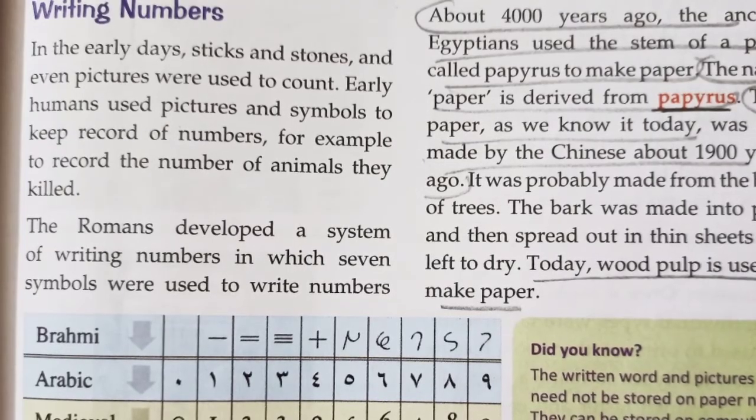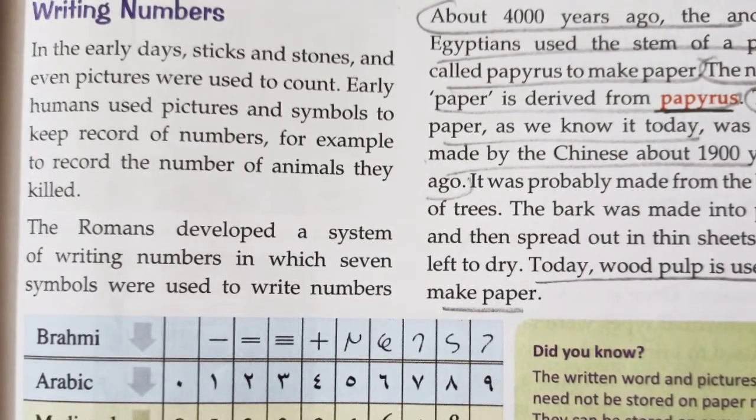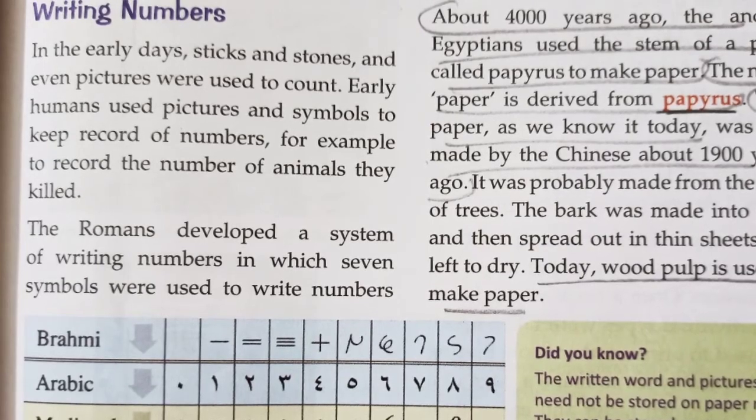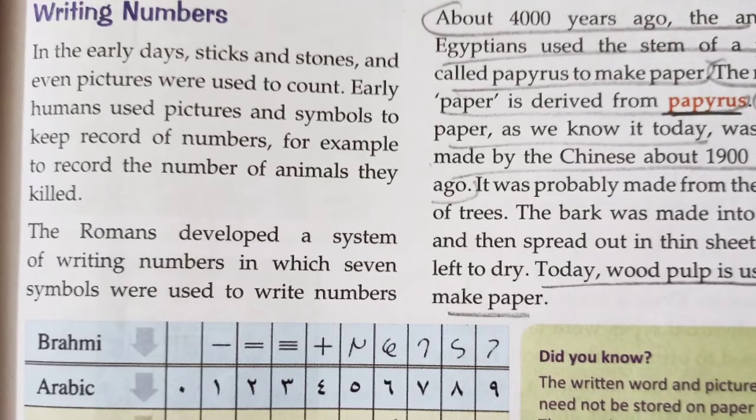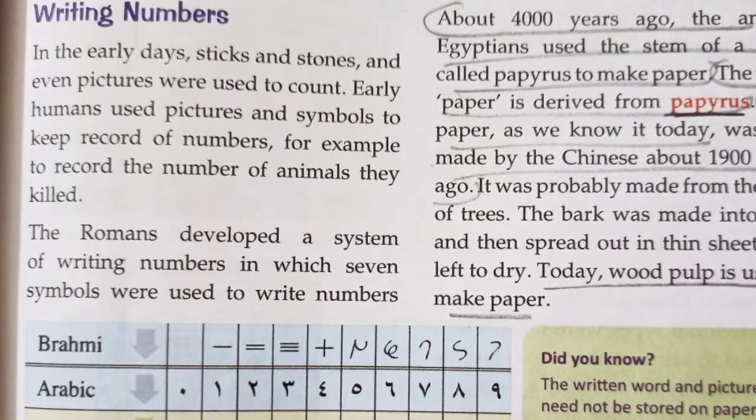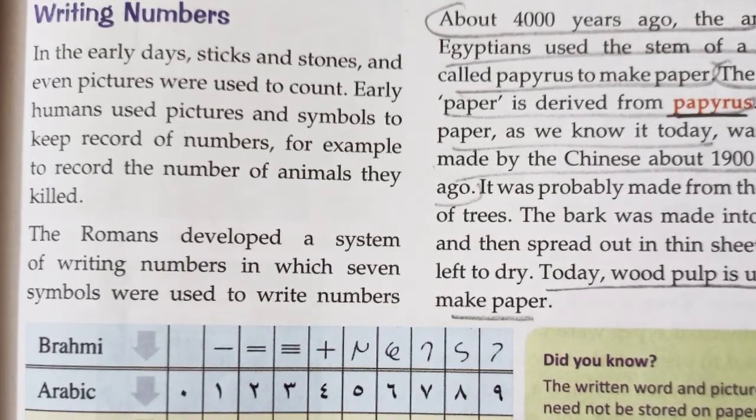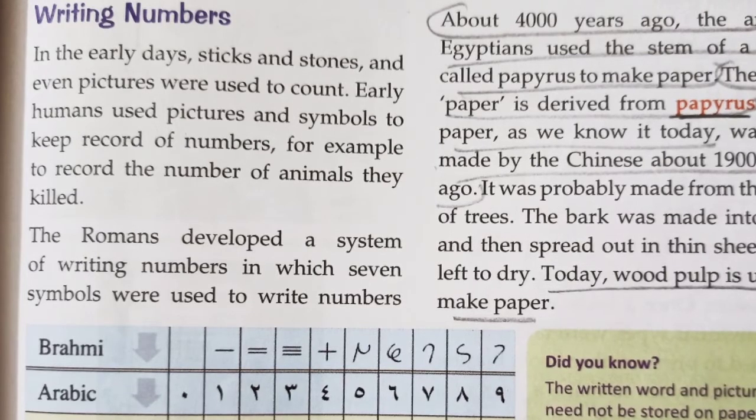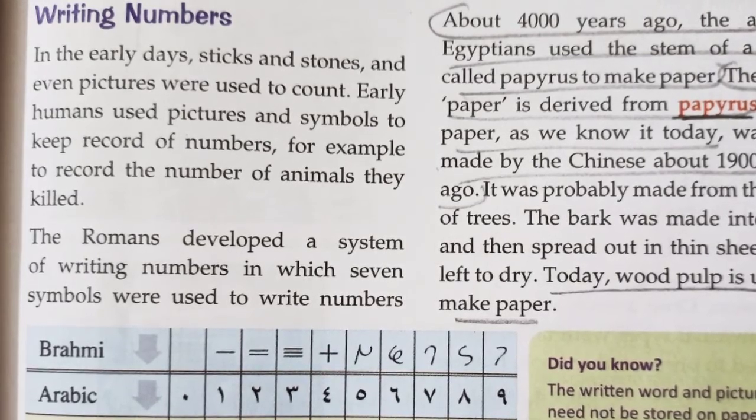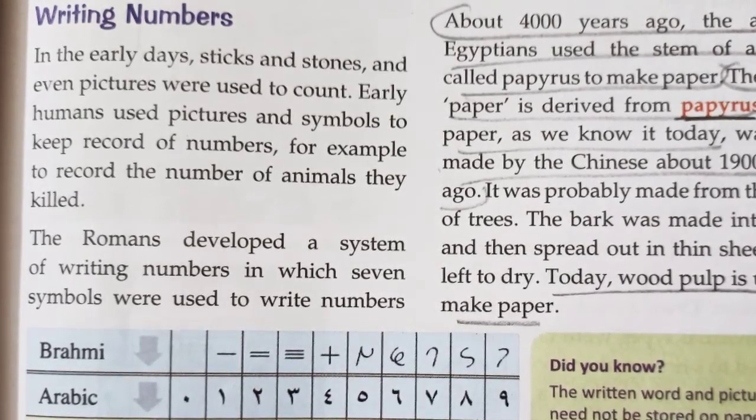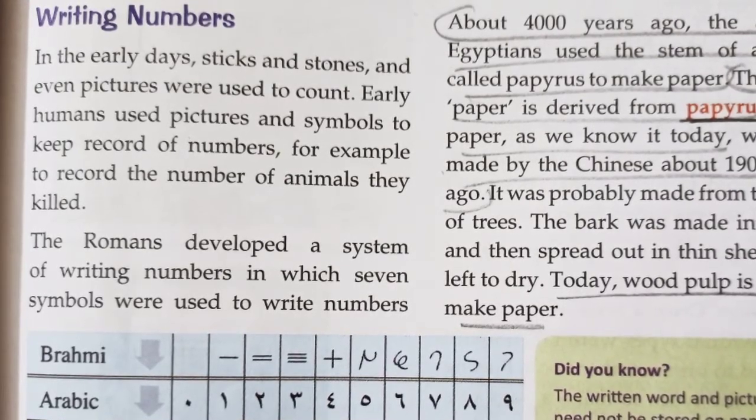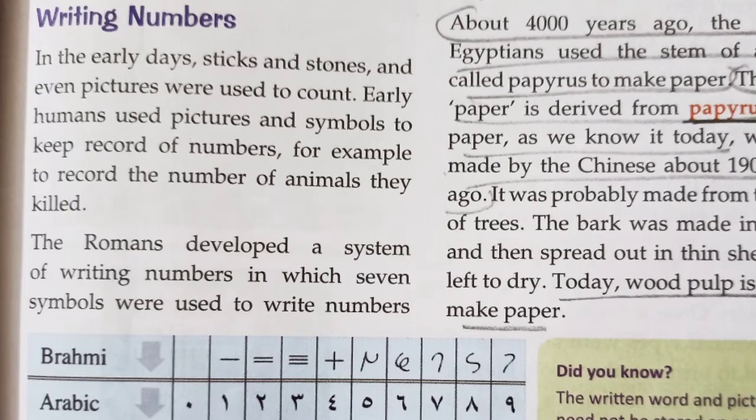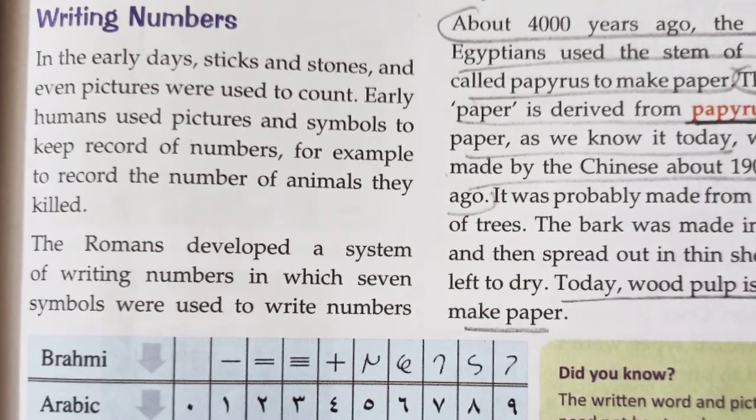Now let's talk about writing numbers. In the early days, sticks, stones and even pictures were used to count. So for counting, in old times we were using sticks, stones, and even pictures to keep the count of different things. Early humans used pictures and symbols to keep a record of numbers, for example, to record the number of animals they killed. The Romans developed a system of writing numbers in which 7 symbols were used to write numbers.